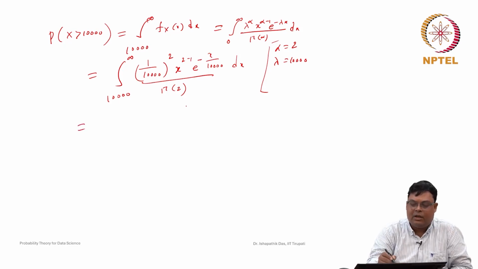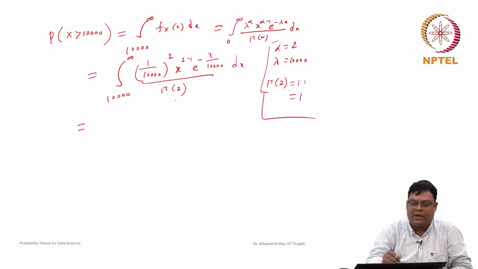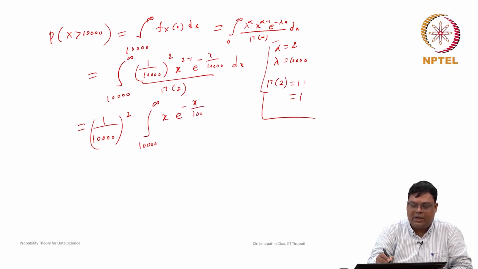So, let us see that, because gamma 2 is nothing but, we know that it is integer. So, gamma L plus 1 is L factorial. So, this is 1 factorial, this is 1. So, this is coming out as a 1. So, now this is a constant 1 by 10,000 whole square, and then we have to do this integration 10,000 to infinity x to the power 2 minus 1 is x e to the power of minus x by 10,000 dx. So, that integration we have to do.